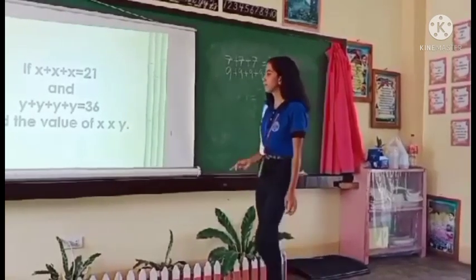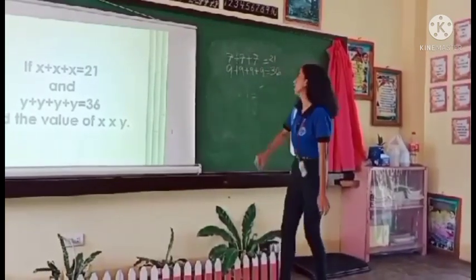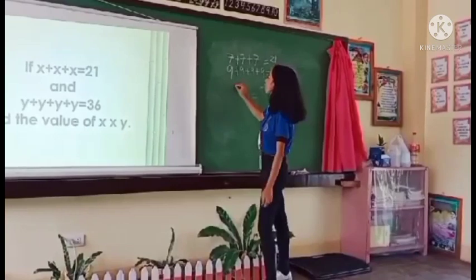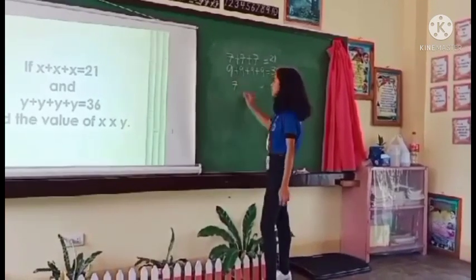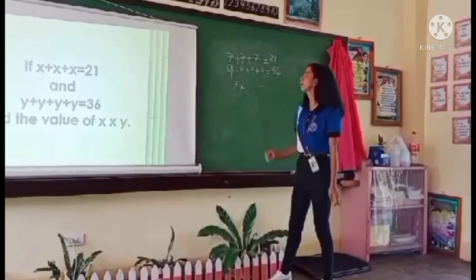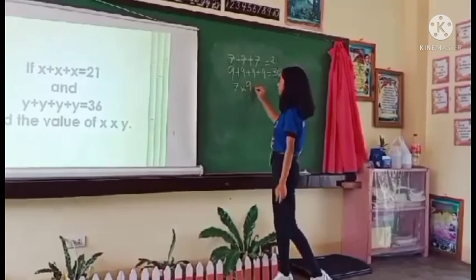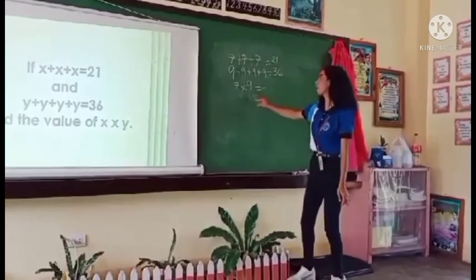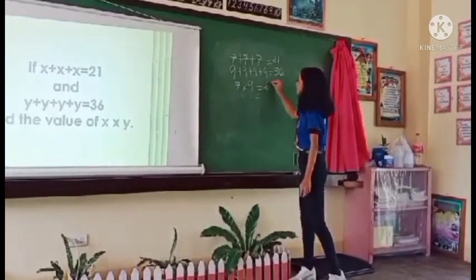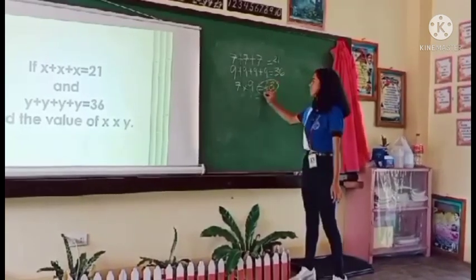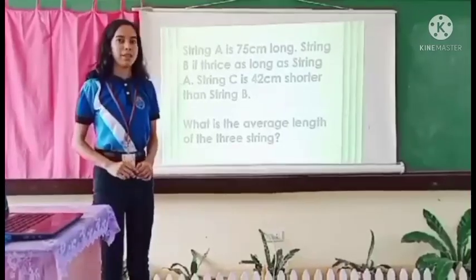Find the value of x times y. Okay, the x will become 7 and the y will become 9. So 7 times 9 will become 63. So the answer is 63. Okay, next question.